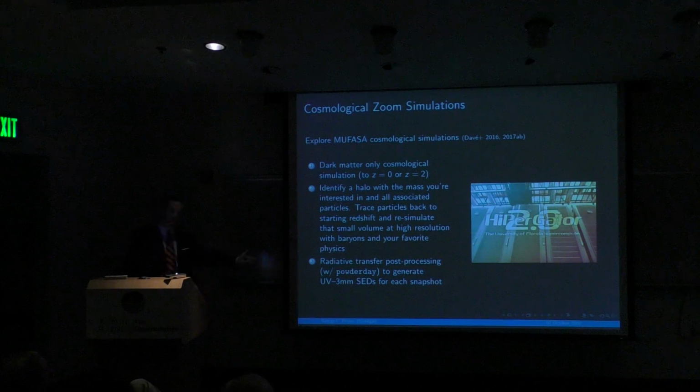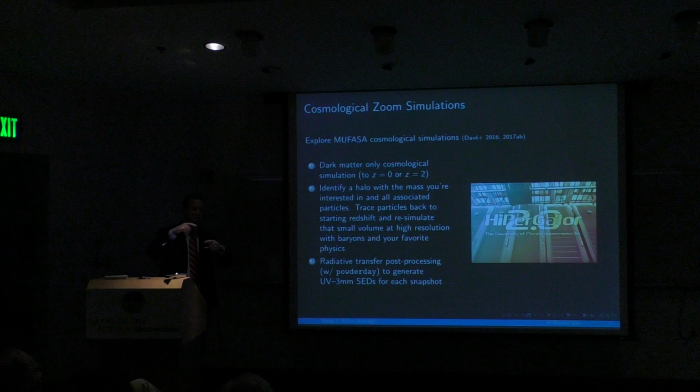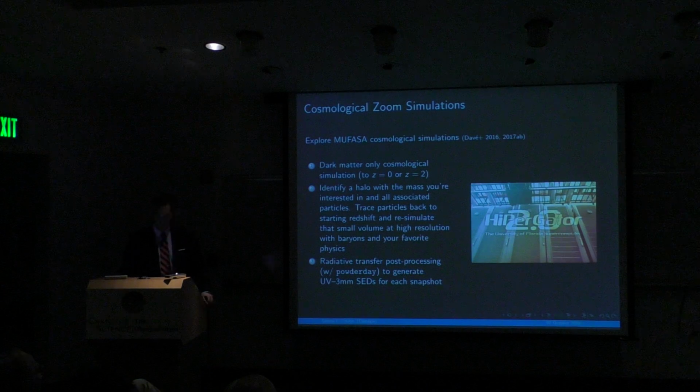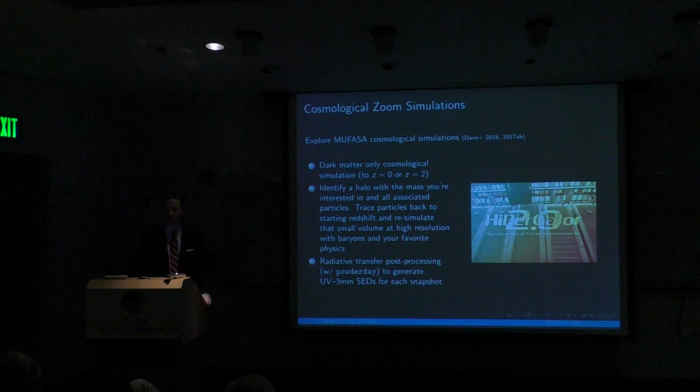Then you find a halo of the halo mass that you're interested in, figure out all the particles that went into that halo, follow them back to the start of the simulation, cut out that box, and resimulate that box at much higher resolution with hydrodynamics and feedback and all your favorite physical prescriptions. We do that, and then we run radiative transfer processing on those snapshots to generate an SED for each galaxy in these zoom simulations. And we run several zoom simulations as well.